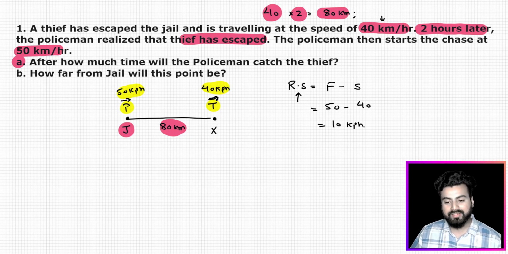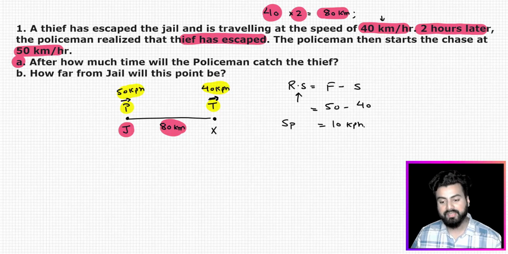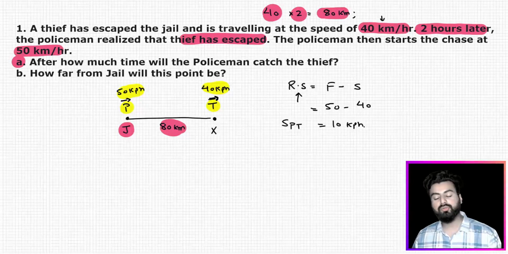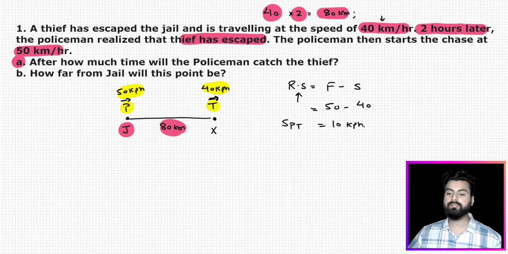So if I ask you what this relative speed represents here, you would say, sir, this is actually the speed of the policeman with respect to the thief, because the policeman is the faster body here and the thief is the slower body. So the speed of the policeman with respect to the thief is 10 kilometers per hour.